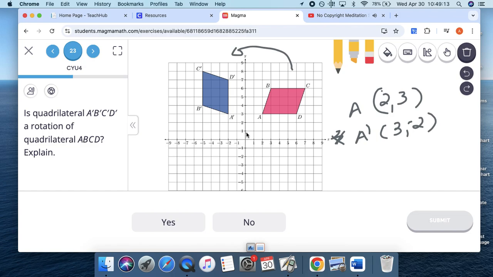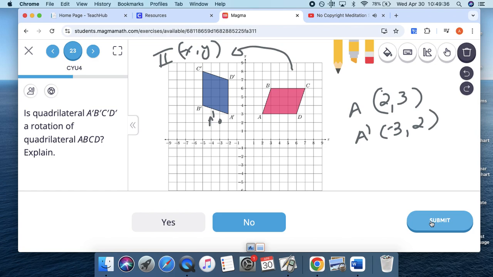My apologies. It should be negative 3, 2, because in quadrant 2, the x is negative and the y is positive. So it should be negative 3, comma 2. A prime should have been here, and it's not. So obviously this was not the rotation.